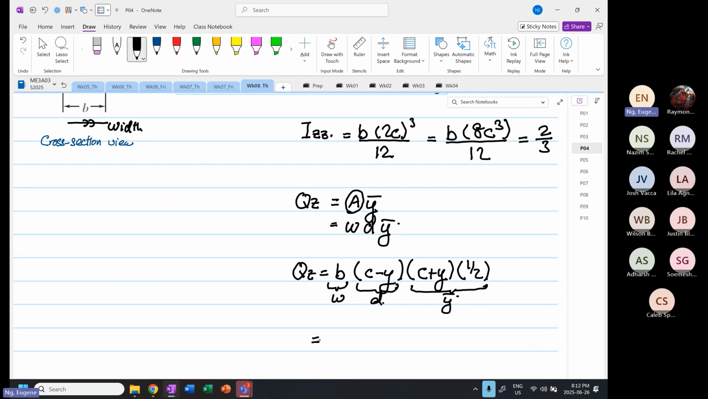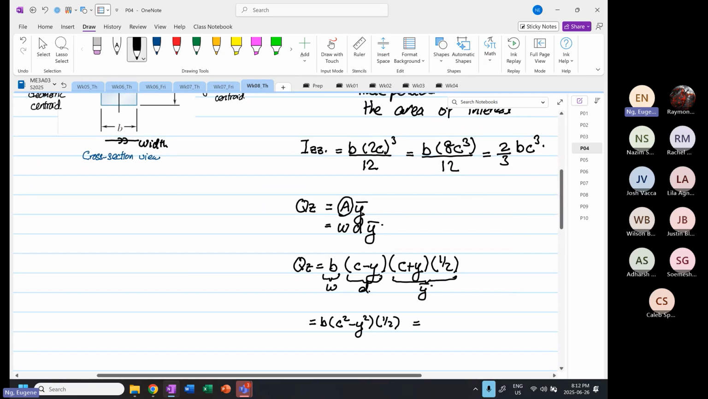So then we will do B times C multiplied by C is C squared. C multiplied by Y, minus Y multiplied by C, the CY terms disappear. Minus Y squared, multiplied by half. So this will be equal to B over 2, C squared minus Y squared. You can see that now.